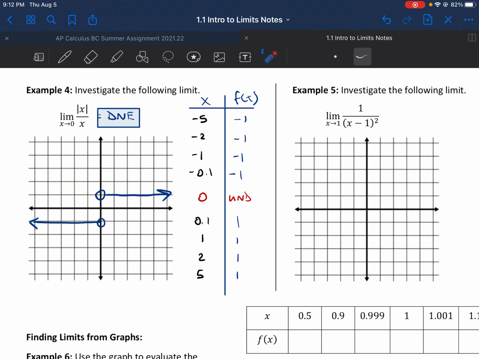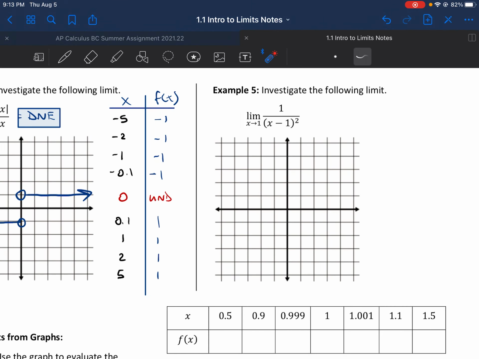And you can see it pretty clearly. Your limit's not going to exist when you have this big jump here. We call this a jump discontinuity. We'll see that later on when we start talking about discontinuity. But yeah, so this limit does not exist because the left and the right side limits do not equal each other as x approaches 0. Okay? Let's look at this one.